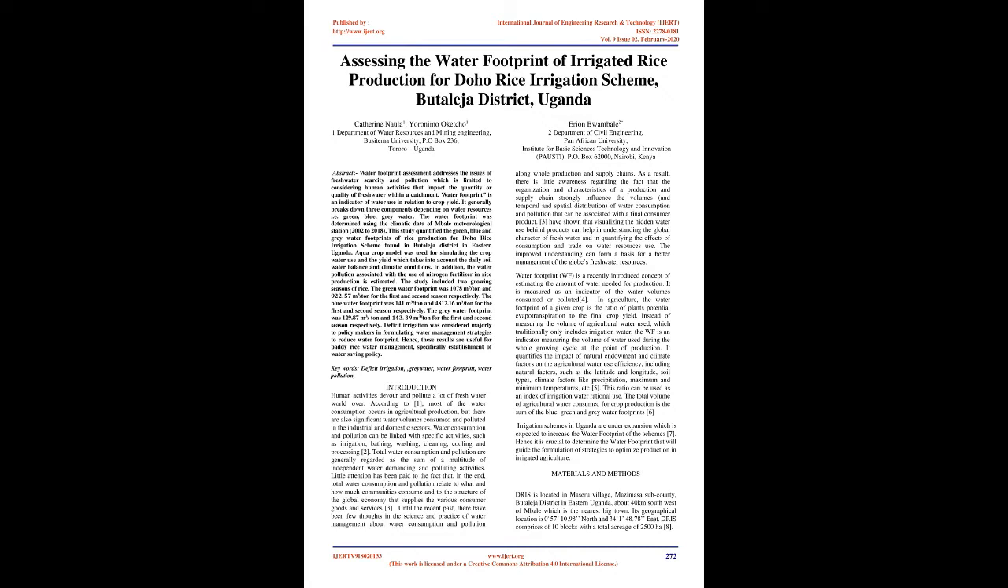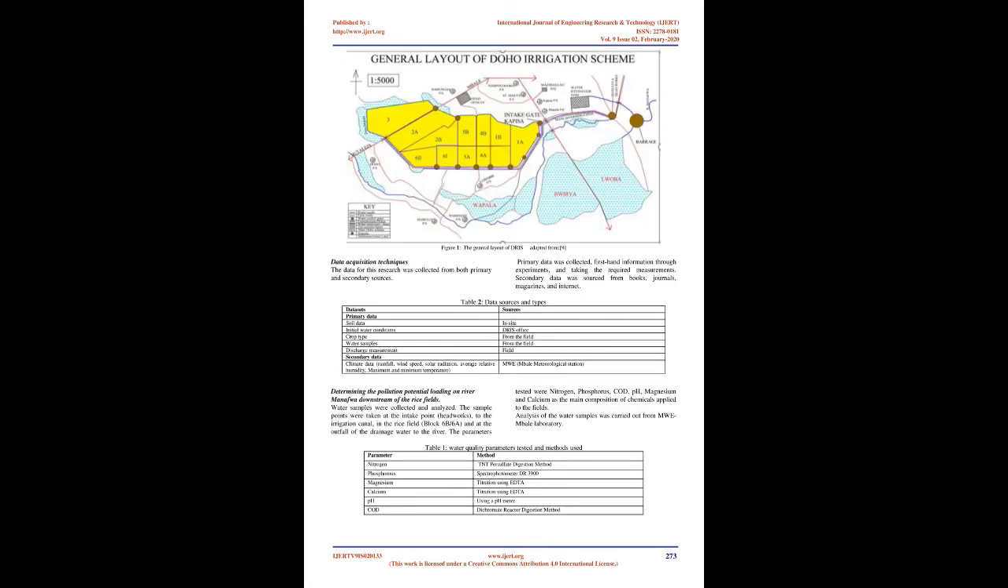Water footprint, WF, is a recently introduced concept of estimating the amount of water needed for production. It is measured as an indicator of the water volumes consumed or polluted. In agriculture, the water footprint of a given crop is the ratio of plant's potential evapotranspiration to the final crop yield. Instead of measuring the volume of agricultural water used, which traditionally only includes irrigation water, the WF is an indicator measuring the volume of water used during the whole growing cycle at the point of production.